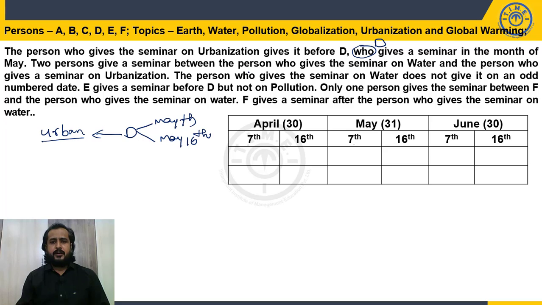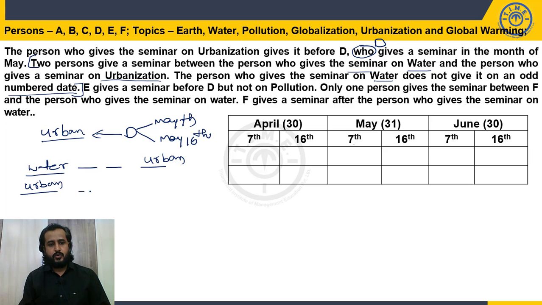2 persons give seminar between the persons who give seminar on water and the person who gives seminar on urbanization. The person who gives seminar on water does not give it on odd number date. Understand the point. What is given? 2 persons give seminar between water and urban. Water, 2 gaps, and it will be urban. Or what will be the other case? Urban, 2 gaps, and it will be water. One of these 2 cases will be valid. Am I correct or wrong?